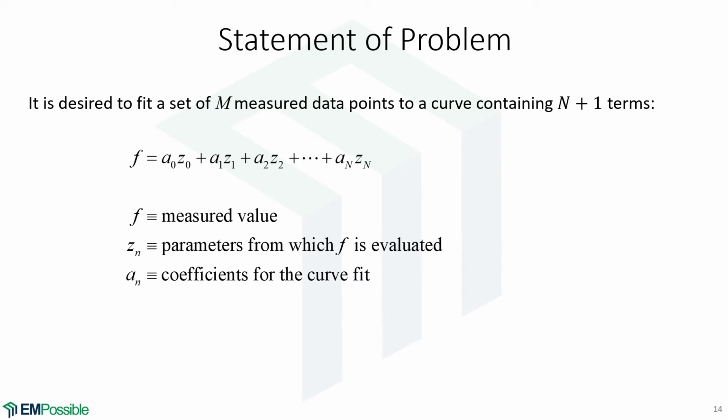We're going to state our problem a little bit differently here. Since we have a cleaner approach, we're going to generalize this so we have any number of independent variables. Before, we talked about just x and y. Now we can have x, y, z, and even more. So what was x, y, and z, we're now just writing as all z's in this equation. And of course, multiplying each one of those is an unknown coefficient that we have to find. That is our curve fit. So f is our measured value. The z's are the data, the position from which we're evaluating f, and the a's are the unknown coefficients.